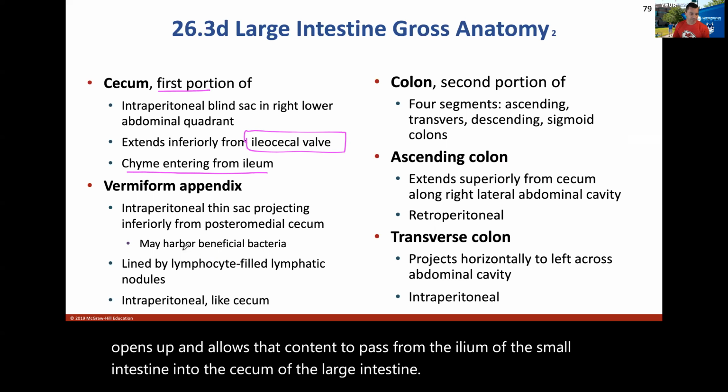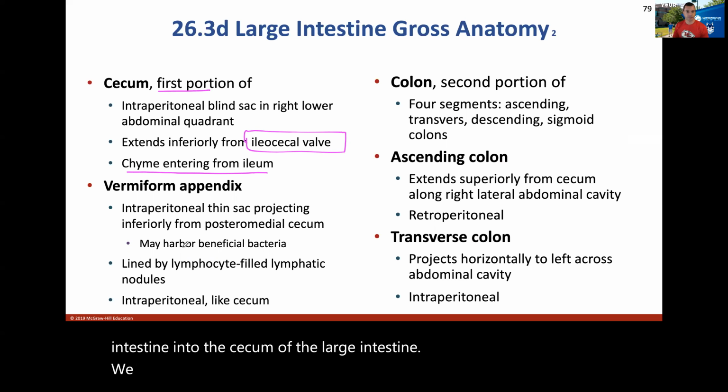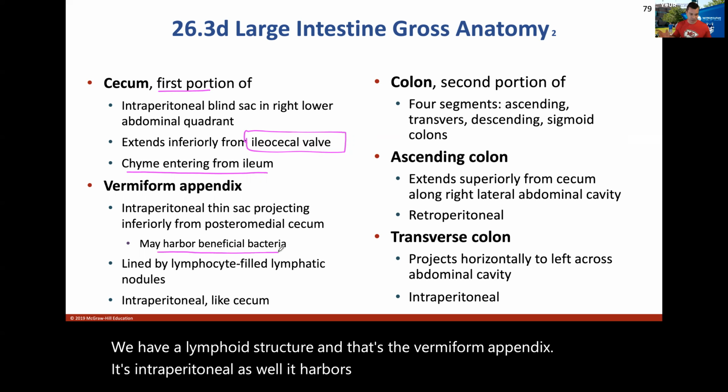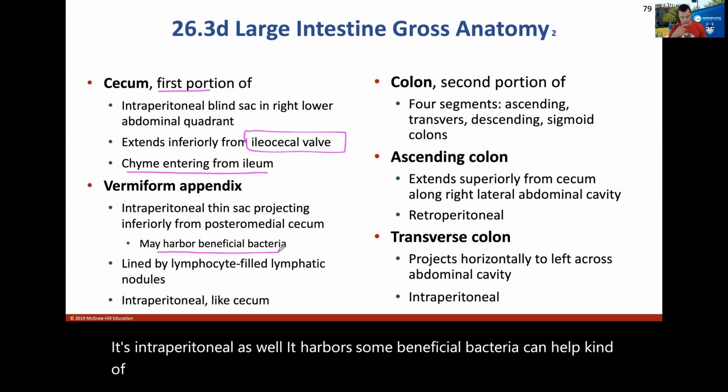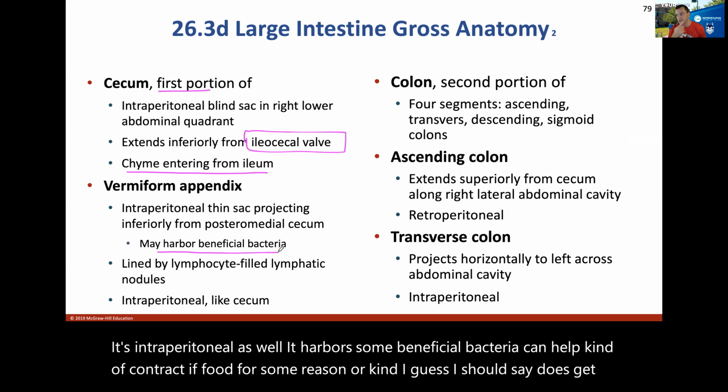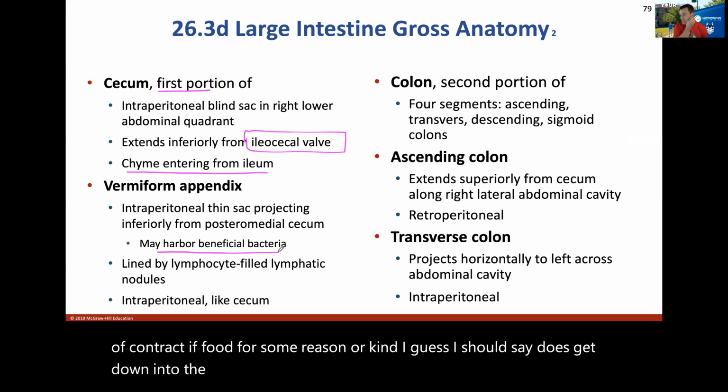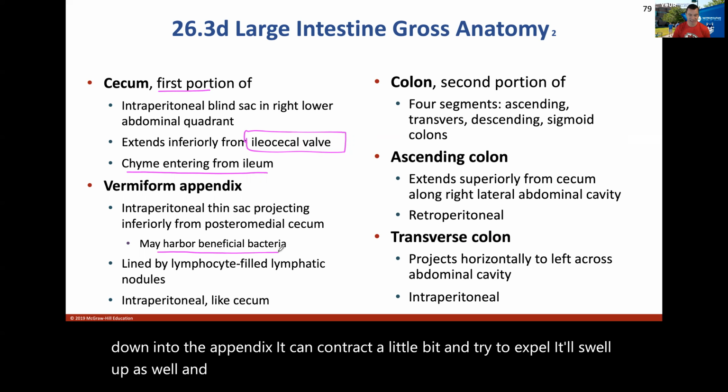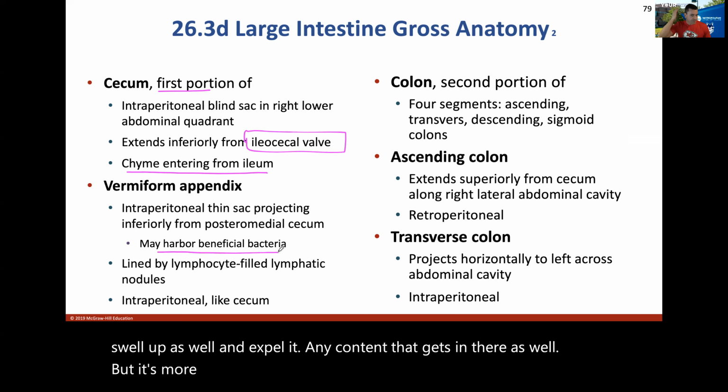We have a lymphoid structure, and that's the vermiform appendix. It's intraperitoneal as well. It harbors some beneficial bacteria. If chyme for some reason does get down into the appendix, it can contract a little bit and try to expel it. It'll swell up as well and expel any content that gets in there. But it's more of just a lymphoid structure.